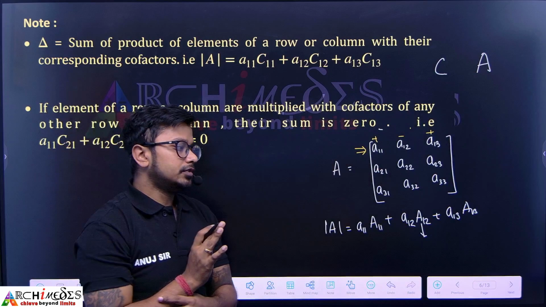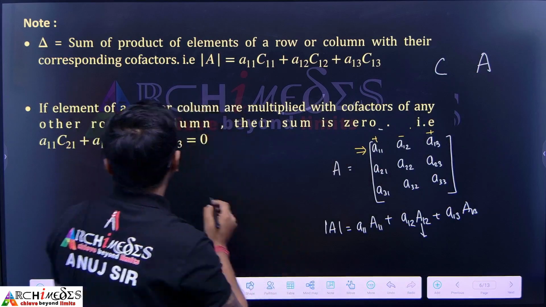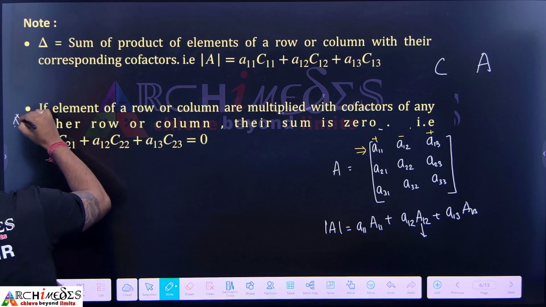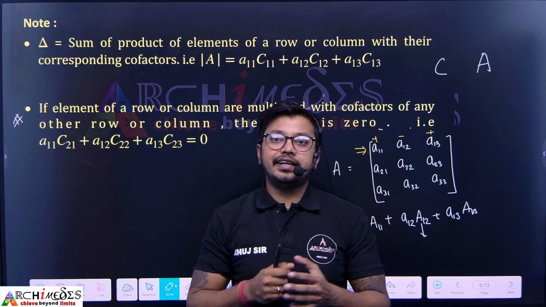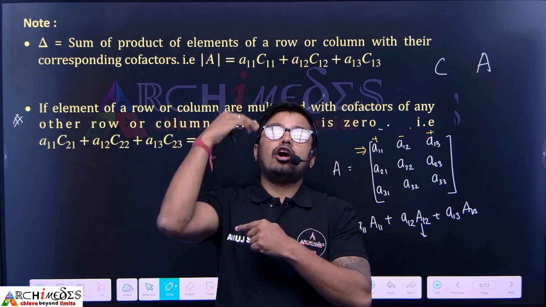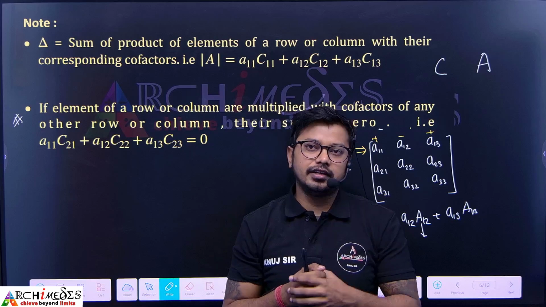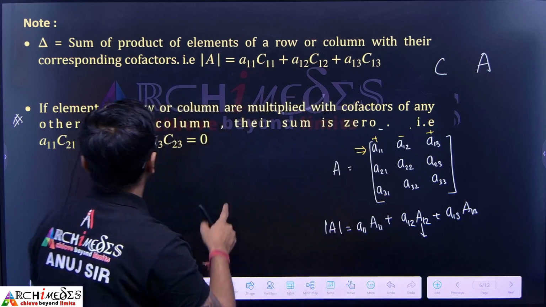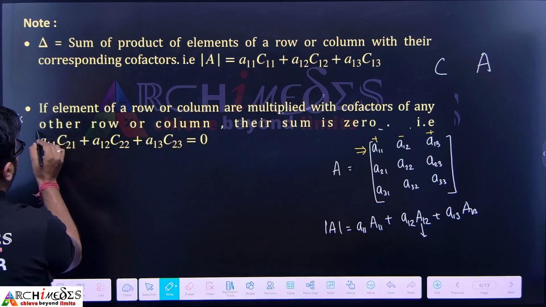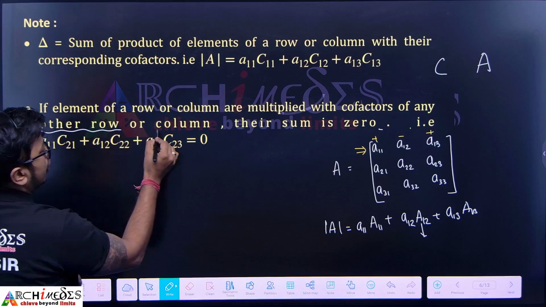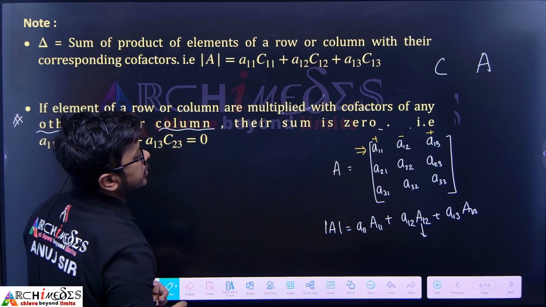Any doubt? Clear? But the important part is the second part. If you take any one row or column and multiply it with the cofactors of another row or column, then the determinant value is 0. Check it. If the elements of a row or column are multiplied with the cofactors of any other row or column, then their sum is 0.